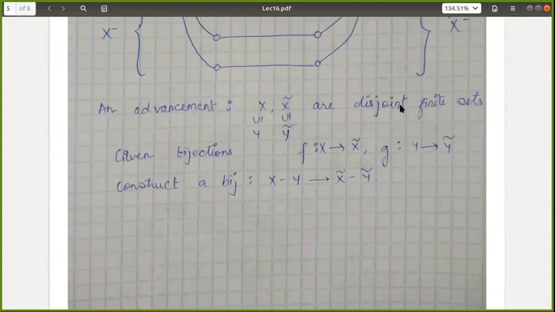Now you can ask an even more difficult question, which is that you start with X and X tilde, and now they are also disjoint finite sets. Y is some subset of X, Y tilde is some subset of X tilde, and you have bijections between X and X tilde, G being a bijection between Y and Y tilde. Now, following the similar sort of construction, can you construct a bijection between X minus Y and X tilde minus Y tilde? At least this is clear that once you have this as a bijection and this as a bijection, then X minus Y has same cardinality as X tilde minus Y tilde.